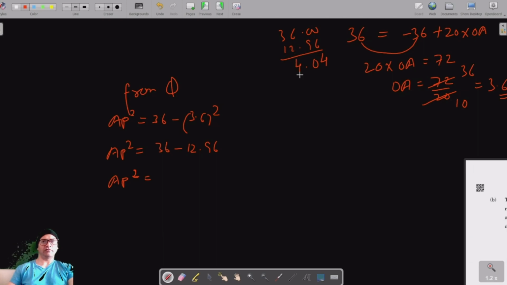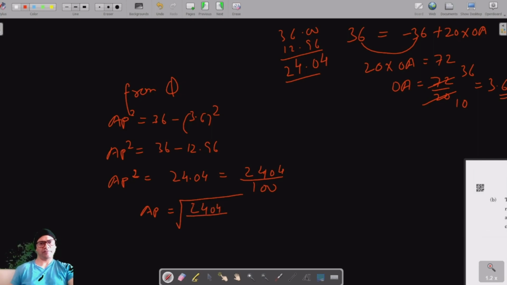So this is 4 and 2. So this is 24.04, which can be written as 2404 divided by 100. So AB is equal to the square root of 2404 divided by 100. Now, the square root of 2404 is 04, so we can get the square root of 2404. Okay, this is 1064, and okay, this should be 3.